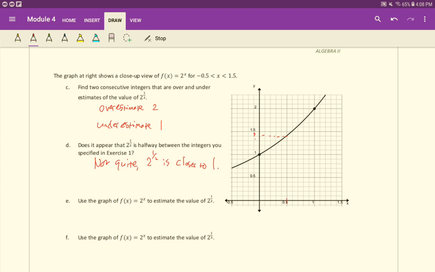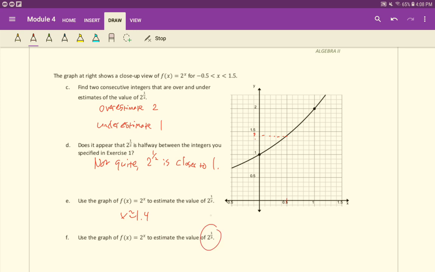Use the graph of f of x equals 2 to the x to estimate the value of 2 to the 1/2. So you can maybe say, we're counting by 1, 2, 3, 4, 5, so these little blocks are tenths. So we can say maybe like 1.4. And I'll use a squiggly equals for approximately equal to.